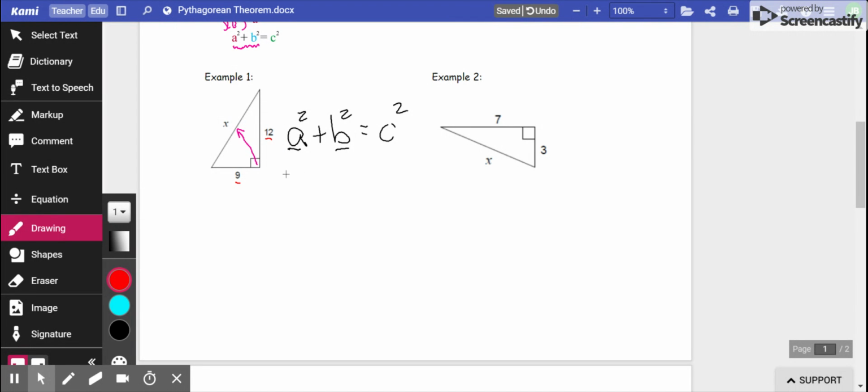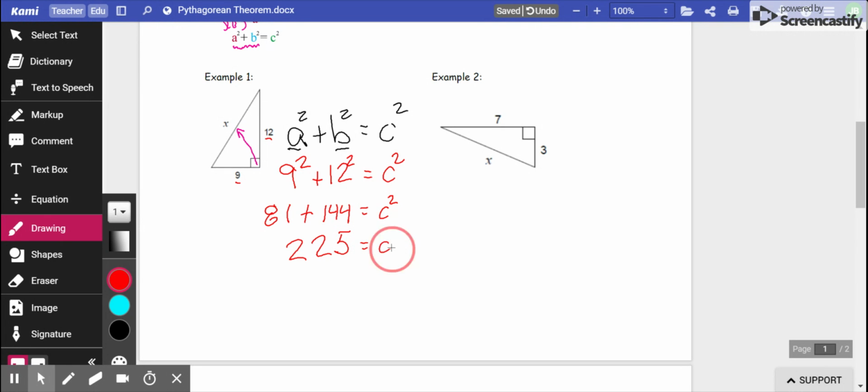It doesn't matter which one you put in for a and which for b, as long as you have both of them on the same side. So 9 squared plus 12 squared equals c squared. All you have to do from this point is solve for c. 9 squared is 81, 12 squared is 144. 81 plus 144 equals 225. The way you cancel a square is to take the square root, and the final solution is 15. Go ahead and pause the video and try example 2 on your own.